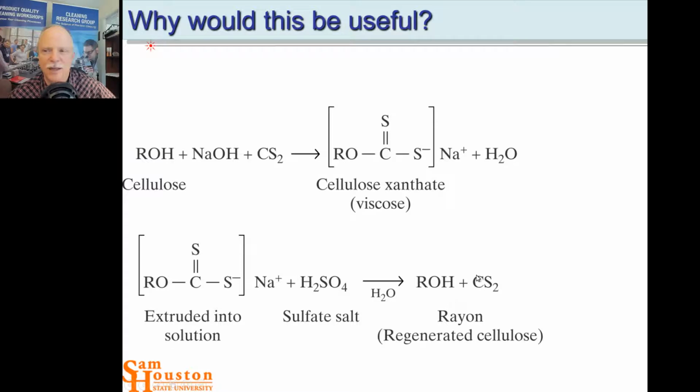Now, why would this be useful in terms of a chemical process? We basically took cellulose, reacted it with carbon disulfide, and then in the end we got cellulose back and carbon disulfide. So what's happening here? Why would we want to do this? And why would we call this rayon instead of cotton?